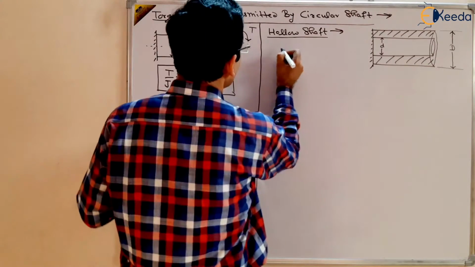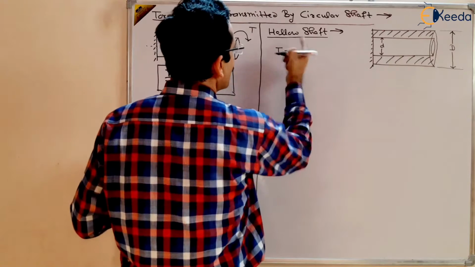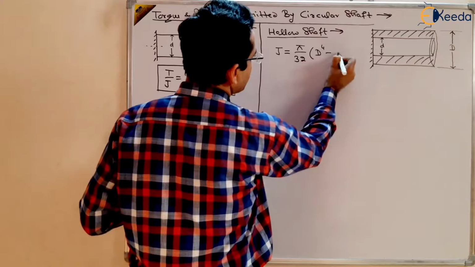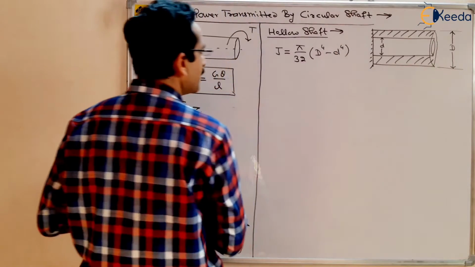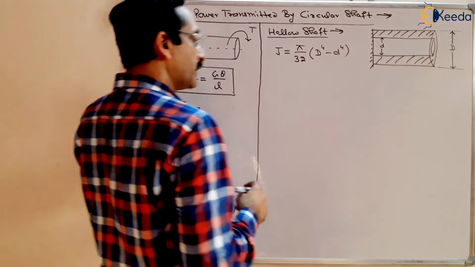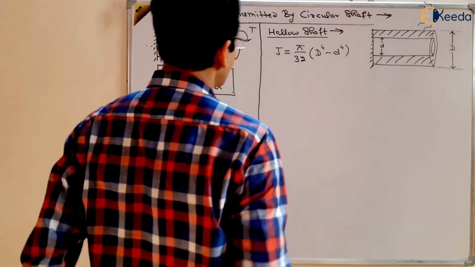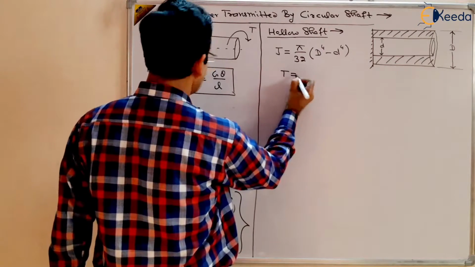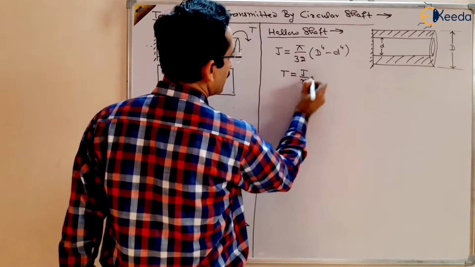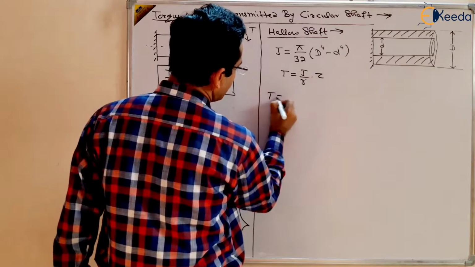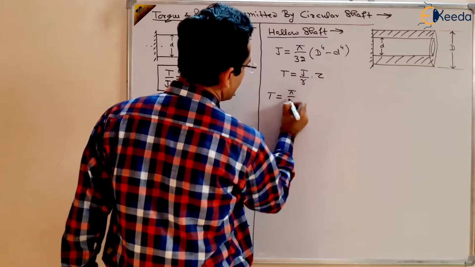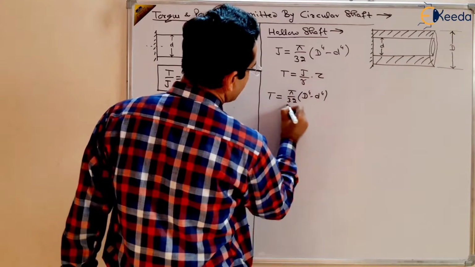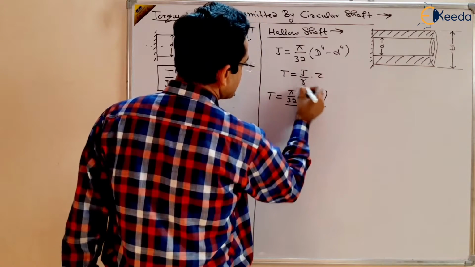The polar moment of inertia for a hollow shaft is pi by 32 times outer dia to the 4 minus inner dia to the power 4. We have already used this equation in the previous lecture. Put it in T by J equals tau by R. So T will be equal to J by R multiplied by tau, that is pi by 32 D to the power 4 minus d to the power 4, divided by the radius R.